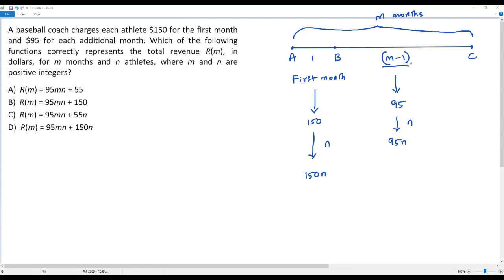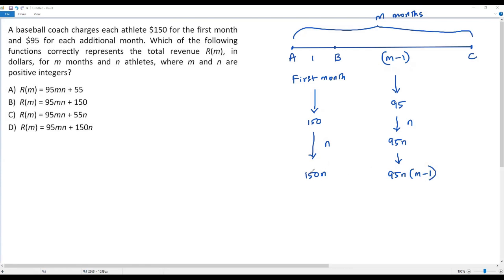But we have m negative 1 number of additional months. So to get the amount for this m negative 1 number of additional months, we have to multiply the amount is charging for one additional month for n athletes by the number of months. Then we get 95 times n times m negative 1.